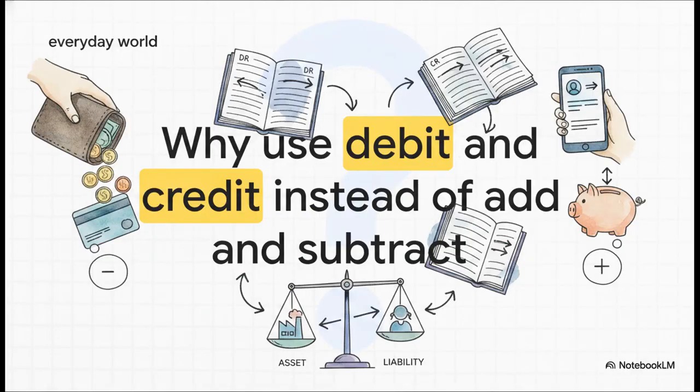Have you ever actually wondered why accountants insist on using the words debit and credit instead of just saying add and subtract? Well, here's the thing. In the everyday world, we're taught that a debit means money is flying out of our bank account and a credit means money is coming in, right? But in accounting, that is fundamentally incorrect. Debit doesn't always mean money goes out, and credit definitely doesn't always mean money comes in.